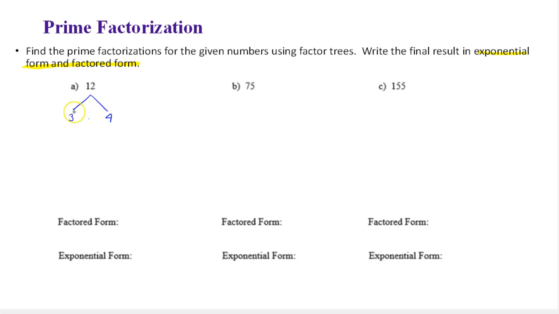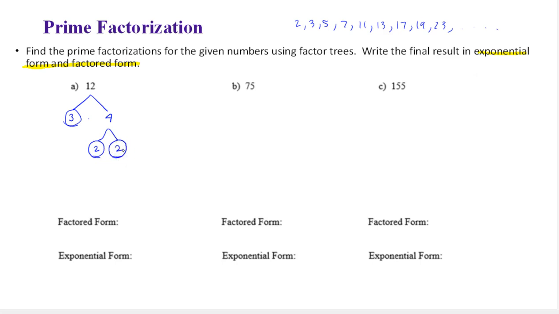Now, 3 is a prime number, so let's look at our list of our first few prime numbers: 2, 3, 5, 7, 11, 13, 17, 19, 23, and again, they go on forever. Once you get a prime number, circle it, because that's going to be part of your prime factorization. You circle it so you remember to include it, and you also can't factor it any further. Now 4 is not prime. It's equal to 2 times 2.